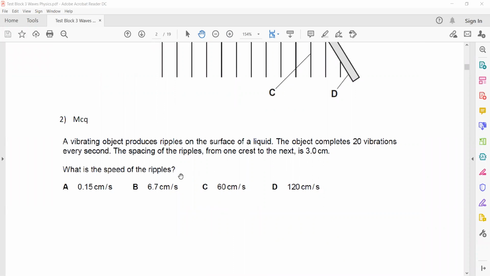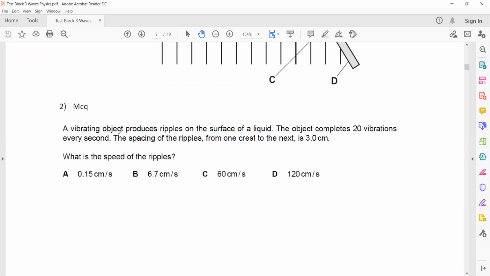Question 2. A vibrating object produces ripples on the surface of a liquid. The object completes 20 vibrations every second. So that is the frequency given. The spacing of the ripple from one crest to the next is 3 centimeters. So that is the wavelength. And we need the speed.